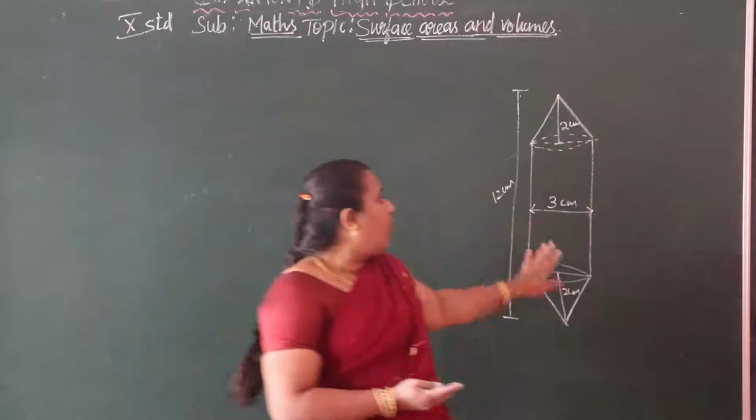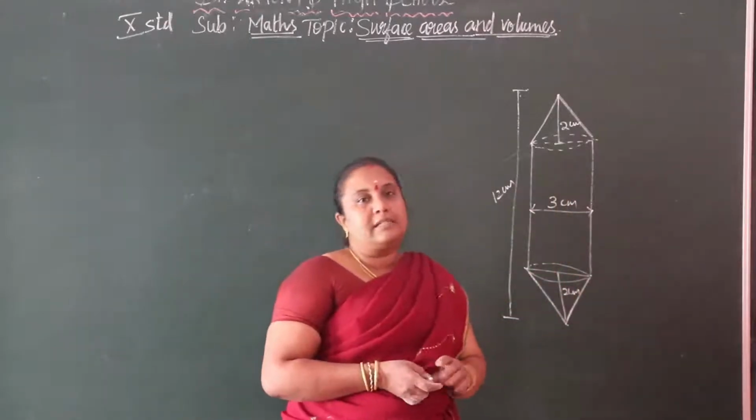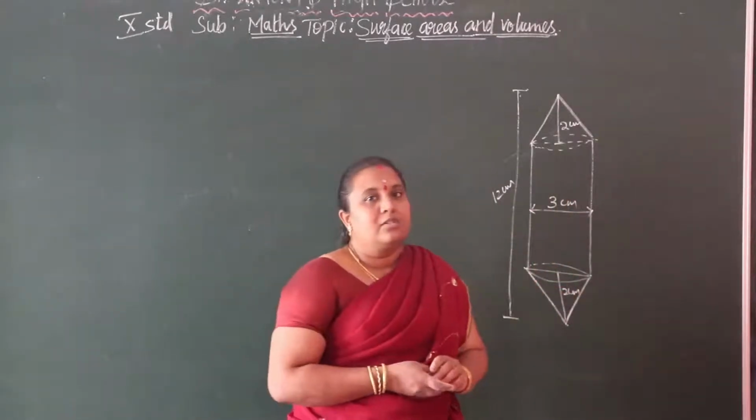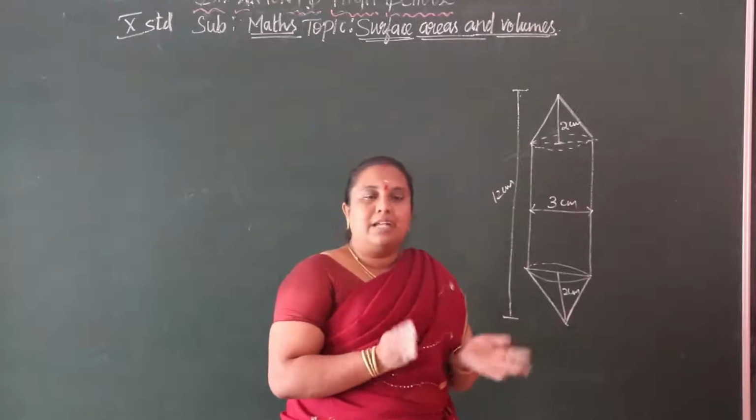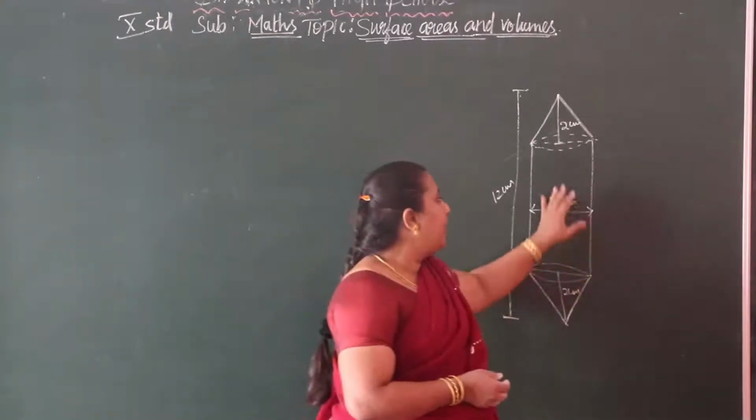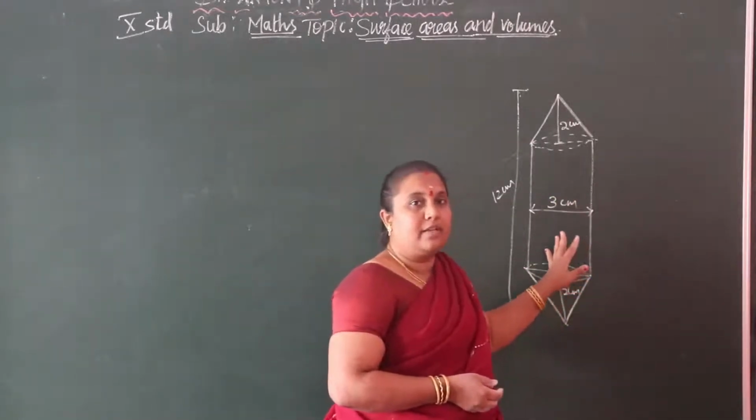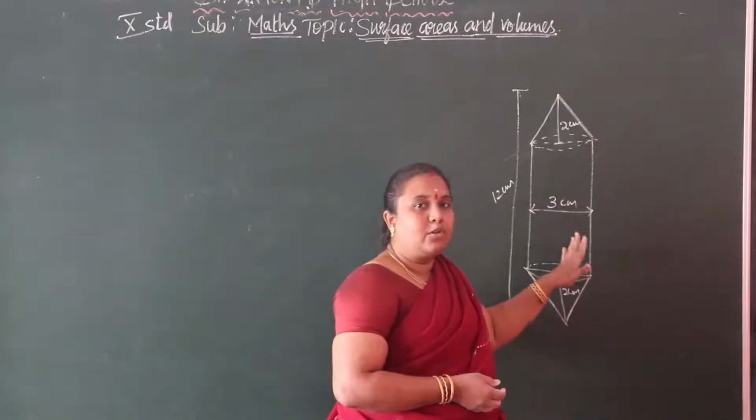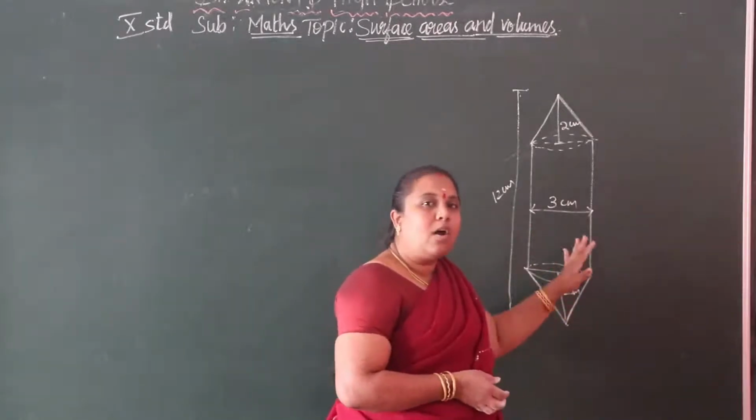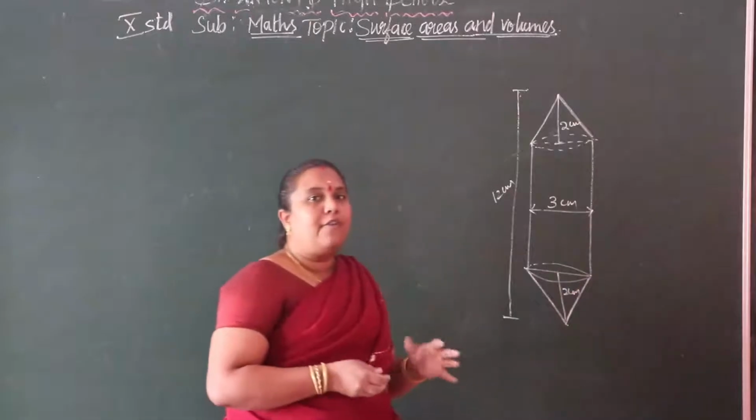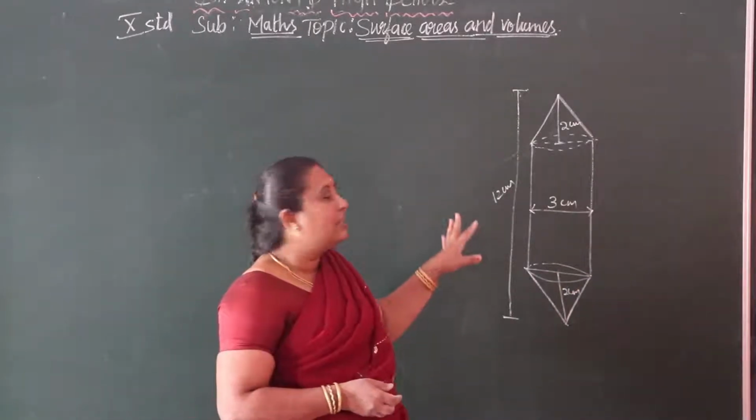Inside that solid shape, how much air does it occupy? So this is hollow. In that hollow space, how much air occupies this shape? That is what we want to find out here. That is the volume of this shape. So what are the formulas to find the volume of this shape?